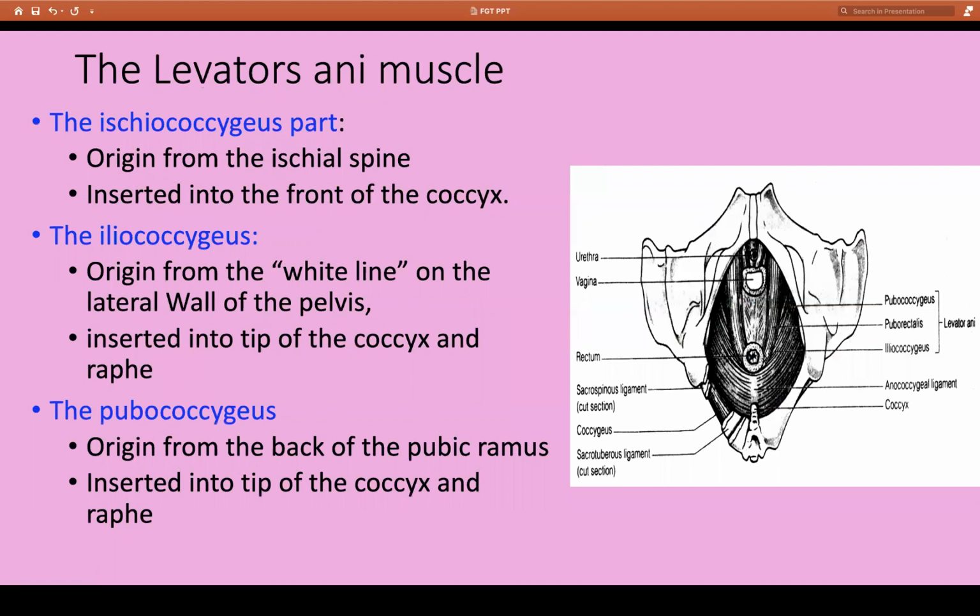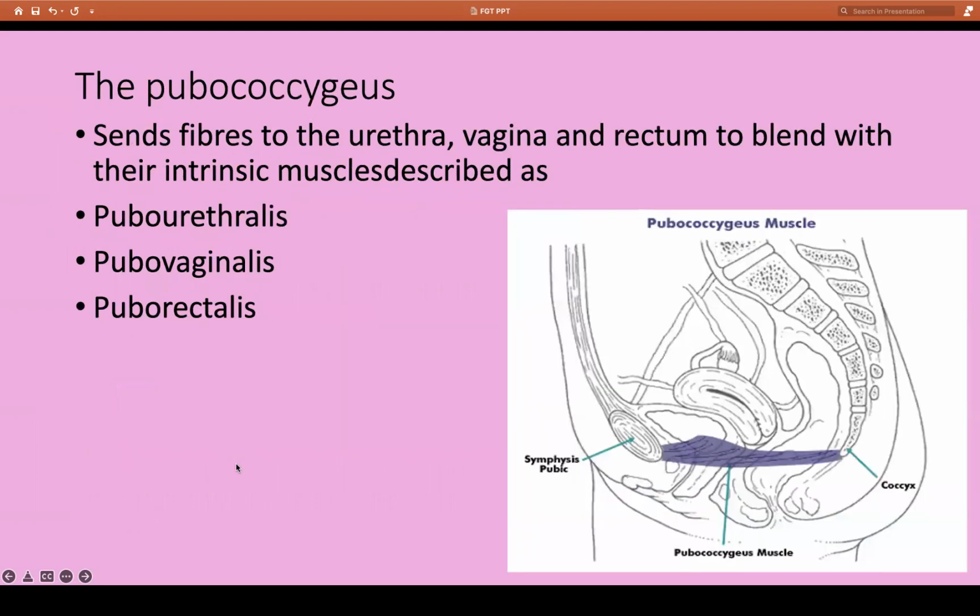The levator ani muscle has 3 parts, which are divided according to their attachment: iliococcygeus, which attaches to the coccyx, ischiococcygeus, and pubococcygeus. The pubococcygeus again has three parts: pubourethralis, vaginalis, and rectalis. They keep the organs in place and help to maintain continence.